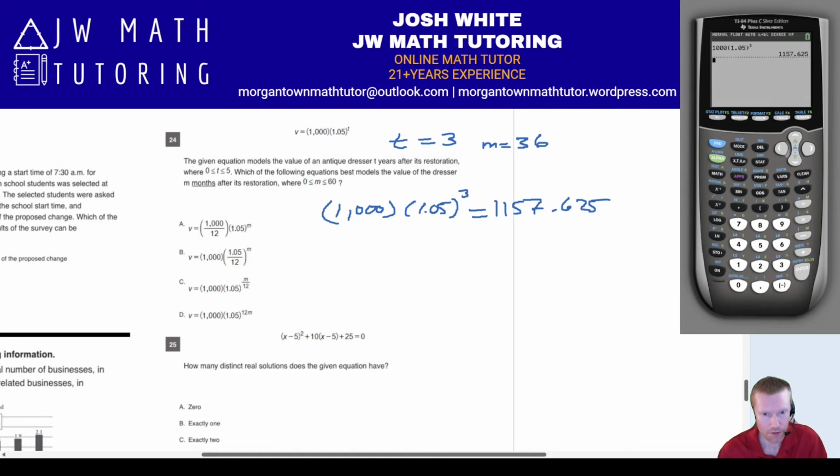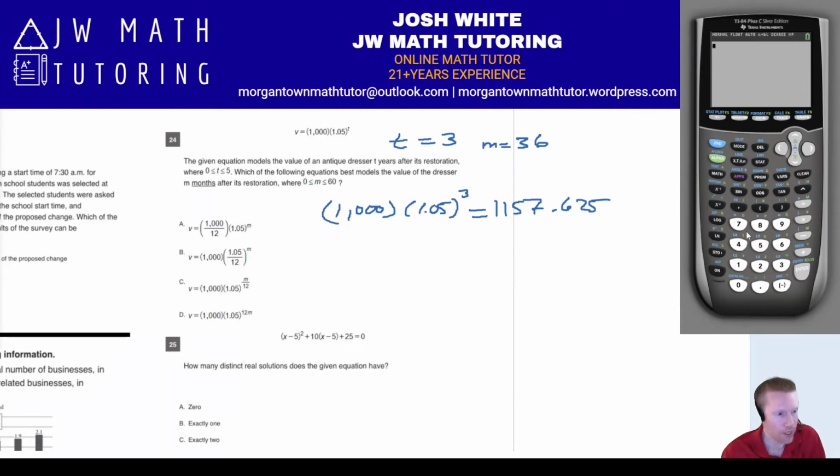Hopefully only one of these answers will give us that number when we plug in 36 for M, and that's going to be the correct answer. This is basically the whole idea of picking numbers. We picked a value for t, and as a result, we have a value for M based on that t value, and then we plug M into our answer choices and see which one matches what we would expect based on the original formula.